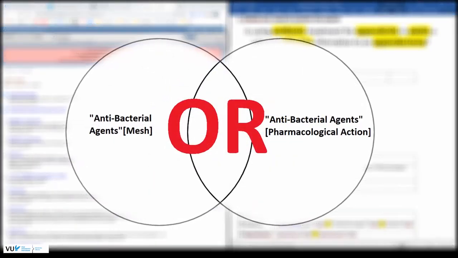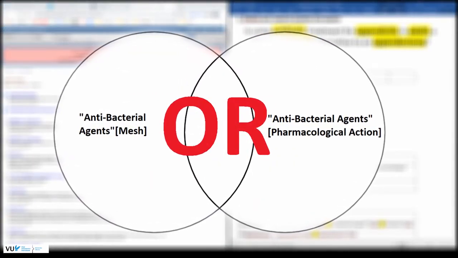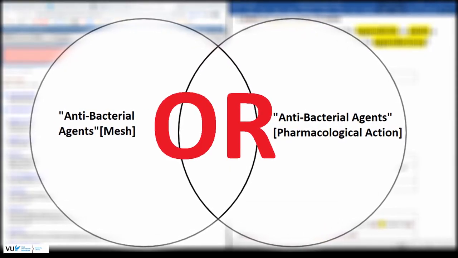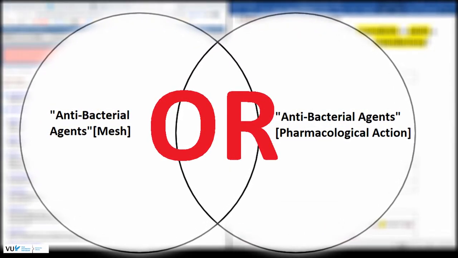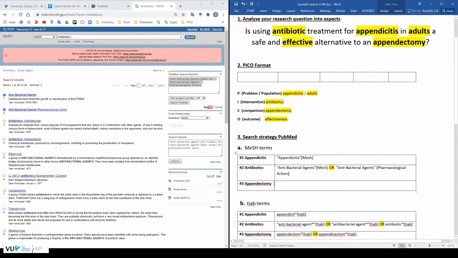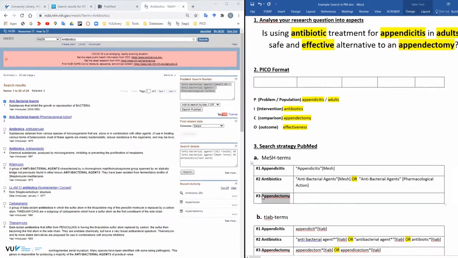The OR Boolean operator ensures I'm searching for both of these terms. What I'm asking PubMed to do here is to search for literature talking about antibiotics or literature that is talking about a specific antibiotic. Lastly, let's add the term appendectomy.